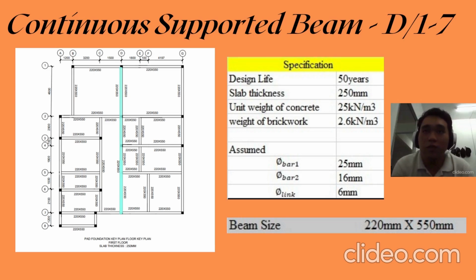So next, we'll talk about the continuous beam from D to 1 to 7, which is the first floor. As you can see, the design life is the same 50 years. The slab thickness will be 250 millimeter. The unit weight of concrete is 25 kilonewton per meter cube, and weight of the brickwork is 2.6 kilonewton per meter cube. And I assume the bar one is 25 millimeter, the bar two is 16 millimeter, and my link is 6 millimeter. As you can see, the beam size is still the same, which is 220 millimeter times 550 millimeter.